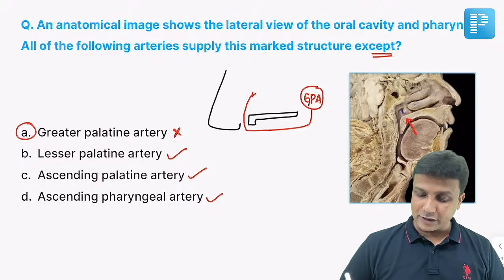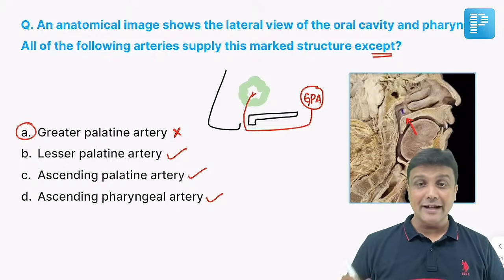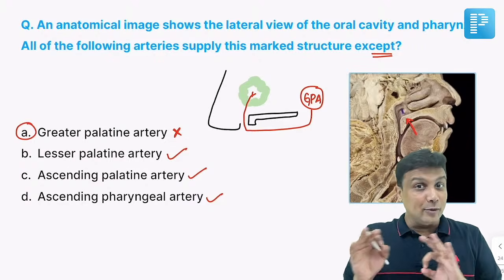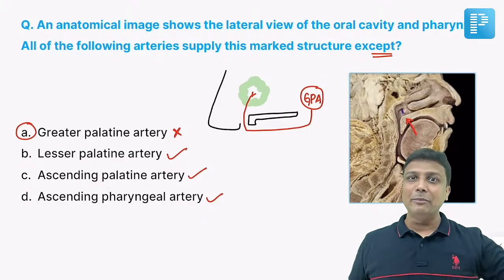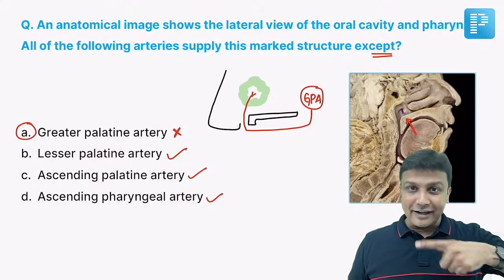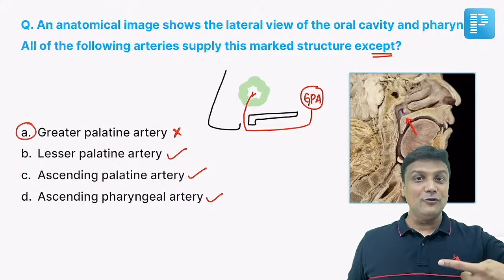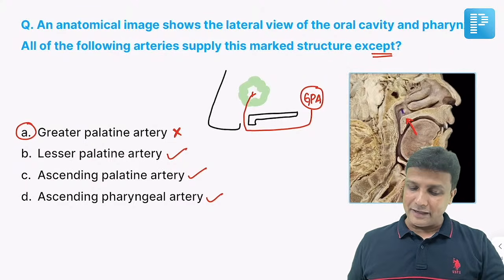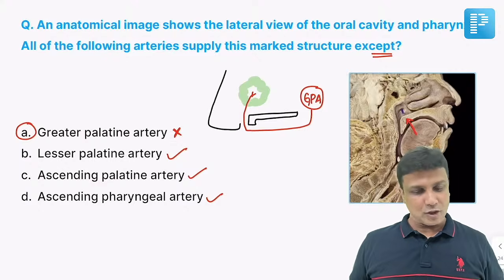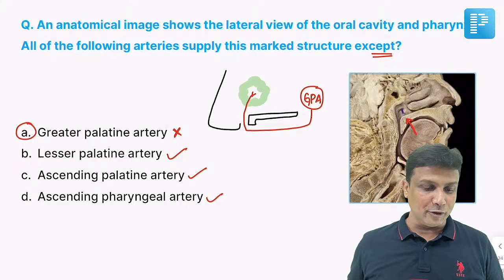That area is referred to as Little's area or Kiesselbach's plexus. I hope you're able to recall from there. So at least try to remember from that diagram, my dear friends, that it is responsible for supply to the hard palate, not the soft palate. So except the greater palatine artery, I hope you're able to recall, sir.